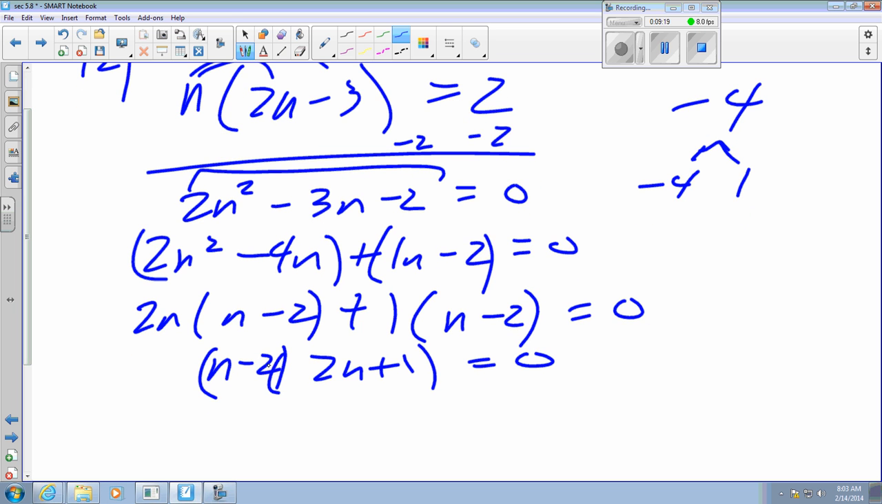One of my factors here, the n minus 2, is going to give me an answer of 2, the opposite of the negative 2. This one, since there's a number in front of the n, I have to set it equal to 0 and solve it.